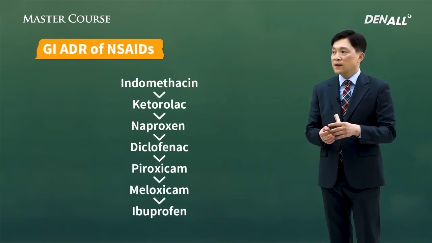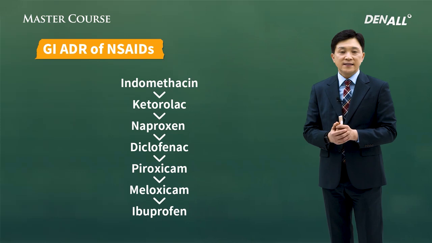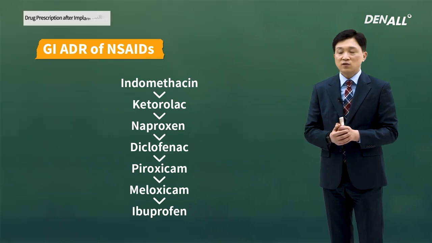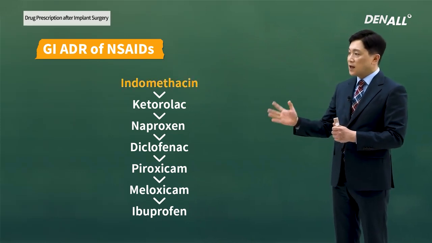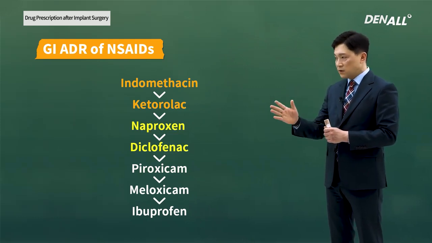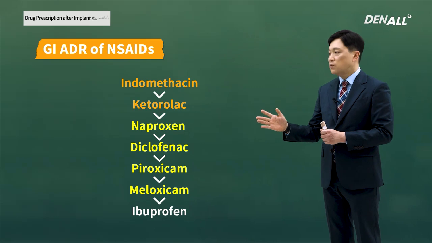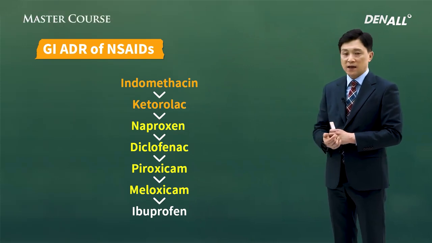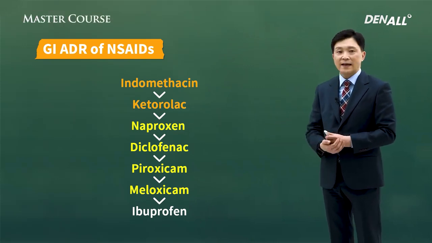The probability of having GI ADR depends on which drug is used. The biggest culprits are indomethacin and ketorolac, followed by naproxen, diclofenac, piroxicam, meloxicam. So ibuprofen is a very safe NSAID.